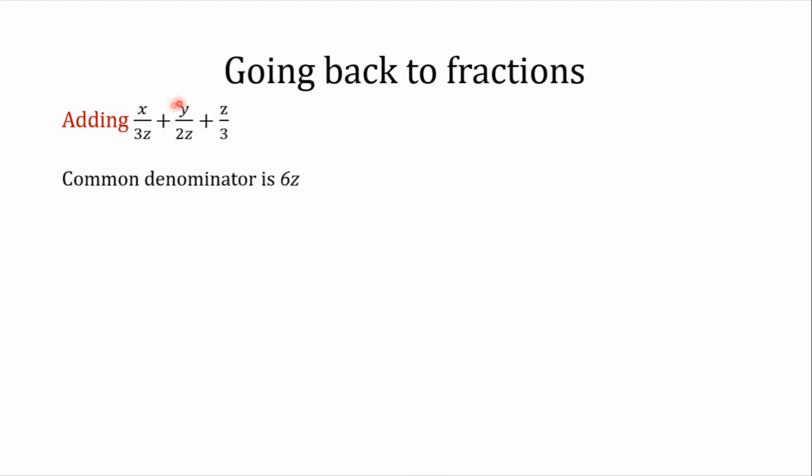Another example, which is slightly tricky, is x over 3z plus y over 2z plus z over 3. What is the common denominator there? The common denominator is 6z. The reason it's 6z is there's a z lacking here, and for the coefficients, which are 3, 2, 3, their common denominator, or the nearest one, is 6. Because 3 times 2 is 6, 2 times 3 is 6, and the same thing as 3 times 2 is 6.